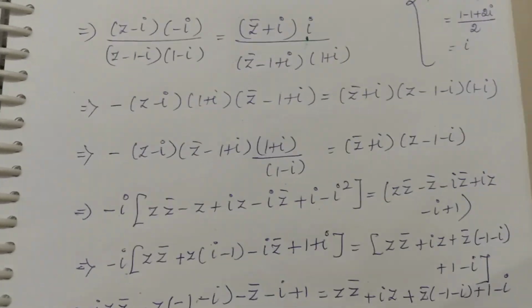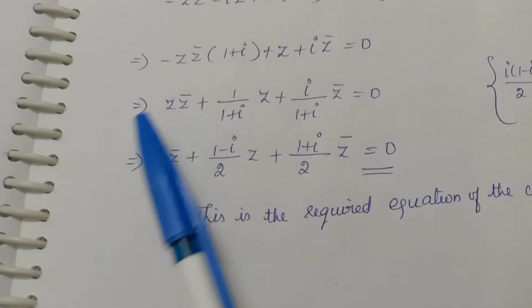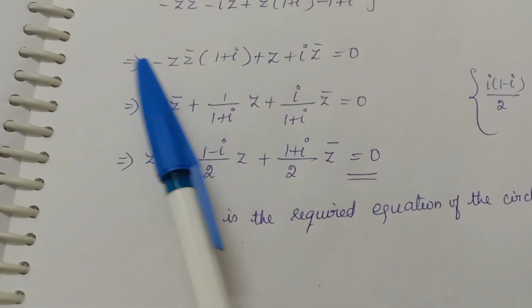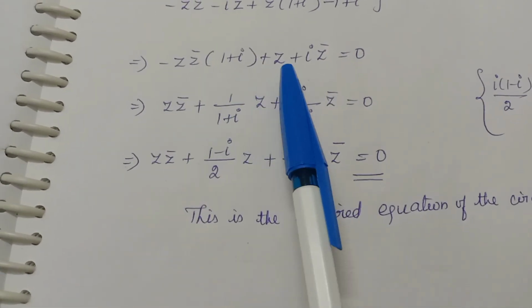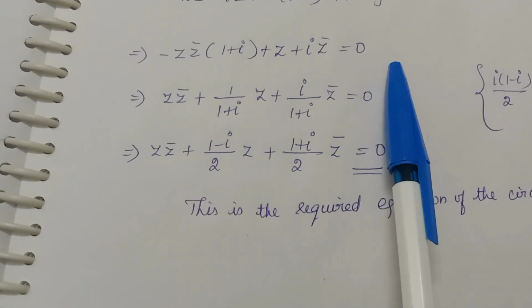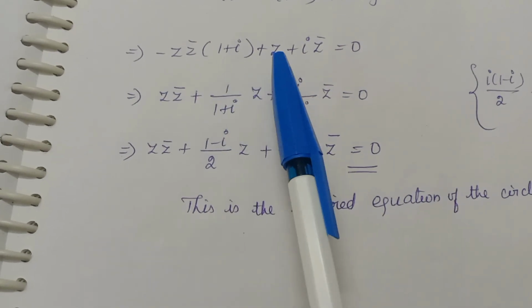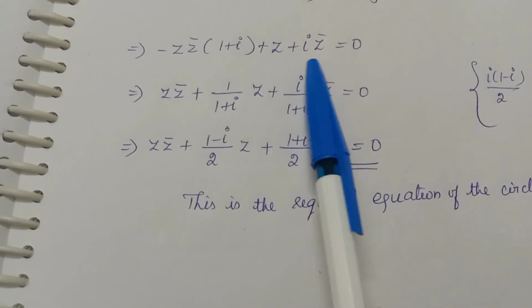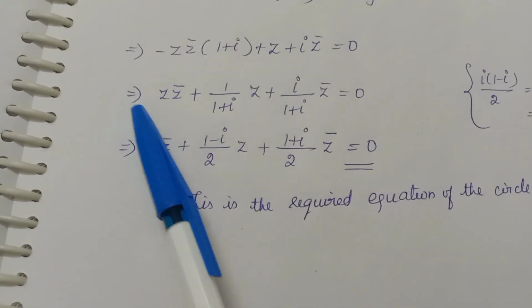So very big steps are here. After simplification, what do I get? I am getting this: minus z bar into 1 plus i plus z plus i z bar equal to 0. Don't leave the equation as it is. What I told you, whenever you have a circle equation, the coefficient of z and z bar must be conjugates. So here you are having 1 plus i, so divide throughout by minus 1 plus i.